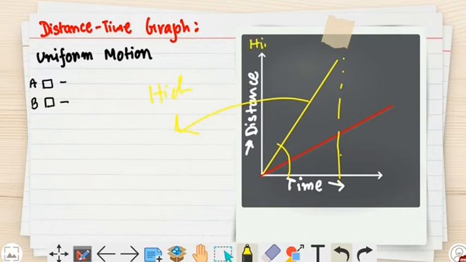So the yellow car has a higher speed, and the red car has a low speed, because the slope of the red straight line is very low compared to the yellow one. So we can say the speed of car B is less than car A. So the steepness, or the slope, indicates the speed of the car.